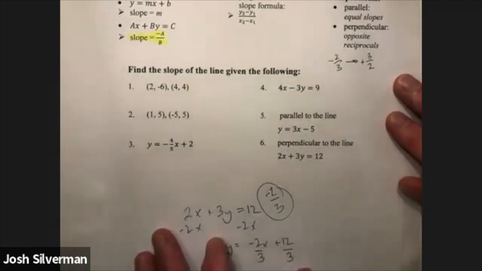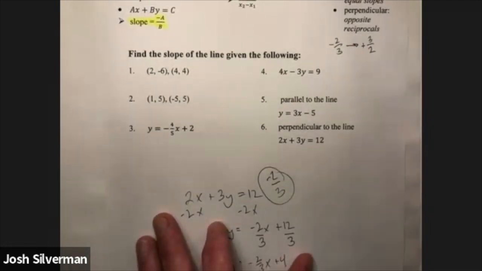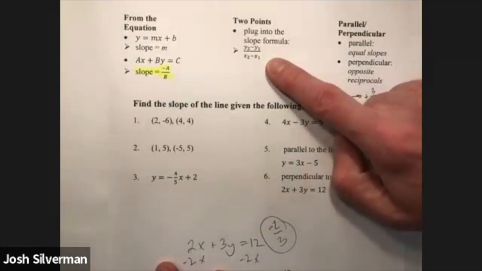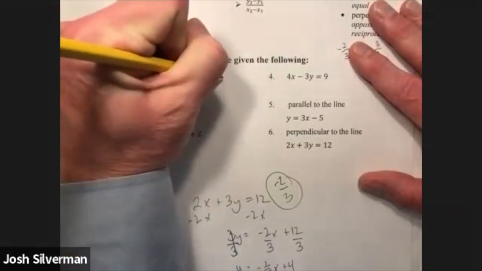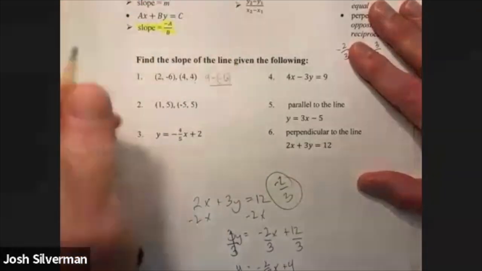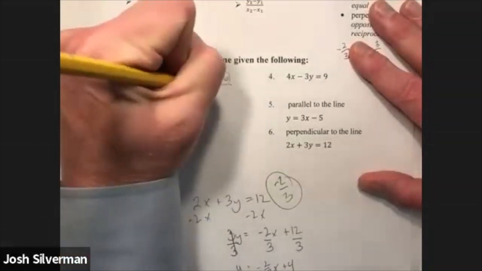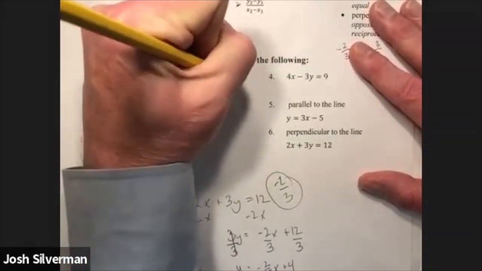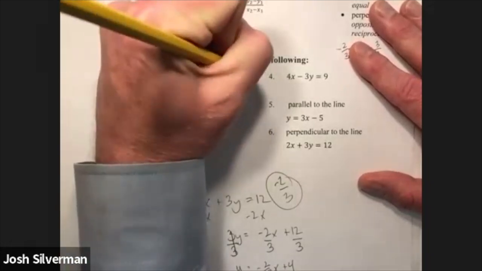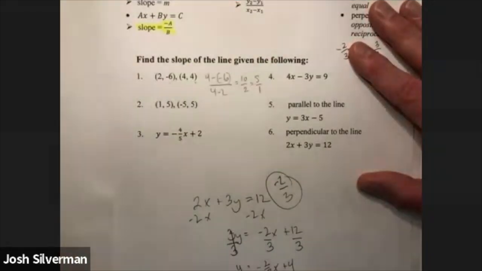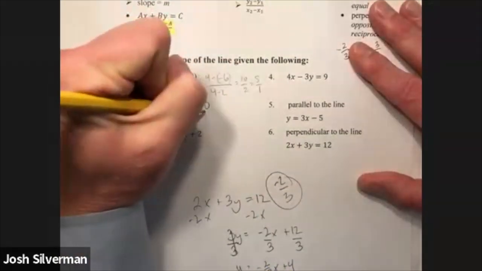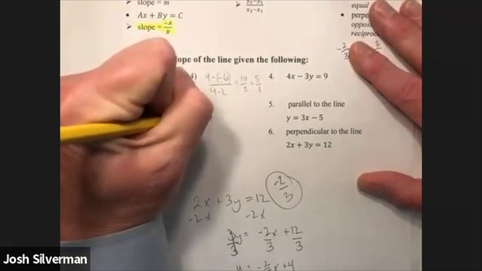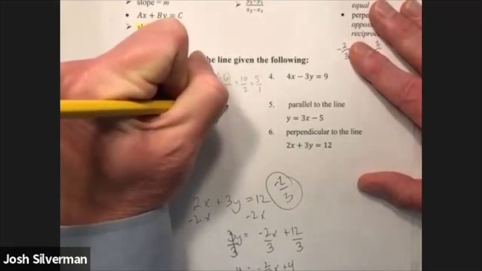All right, let's pick it back up. For number 1, we're going to sub into the slope formula, y2 minus y1 over x2 minus x1. 4 minus negative 6 over 4 minus 2. Well, that's going to be a positive 10/2, and that would be 5 or 5/1. 5 minus 5 is 0, and we're done because 0 over anything is equal to 0.